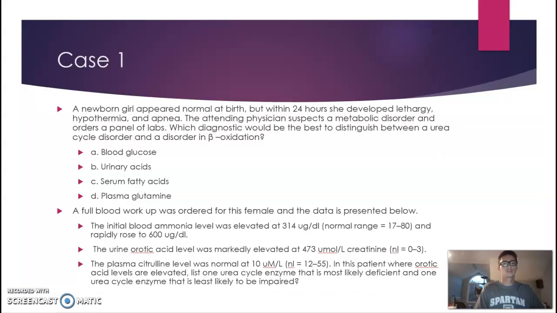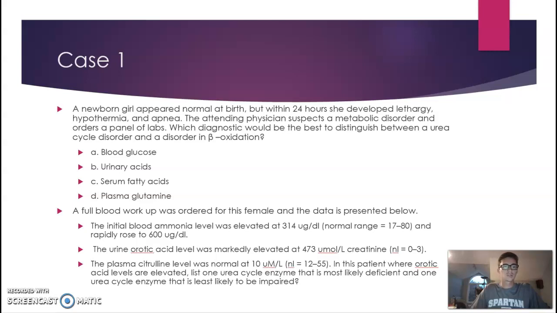So the first case I selected was case 1, and it goes: a newborn girl appeared normal at birth, but within 24 hours she developed lethargy, hypothermia, and apnea. The attending physician suspects a metabolic disorder and orders a panel of labs. Which diagnostic would be the best to distinguish between urea cycle disorder and a disorder in beta oxidation? Blood glucose, urinary acid, serum fatty acids, or plasma glutamine.